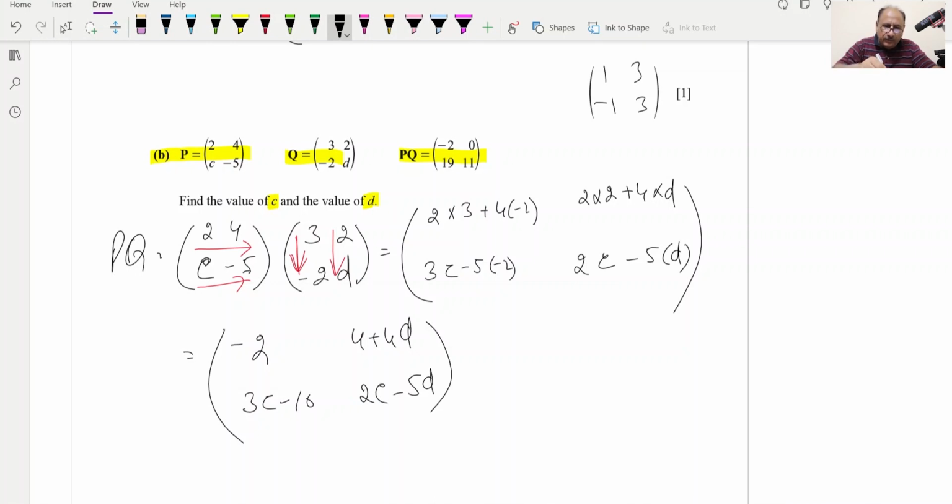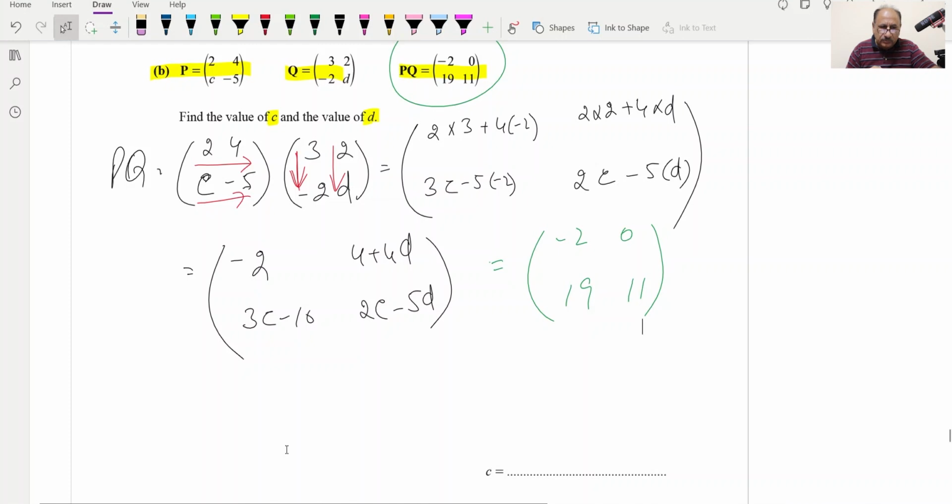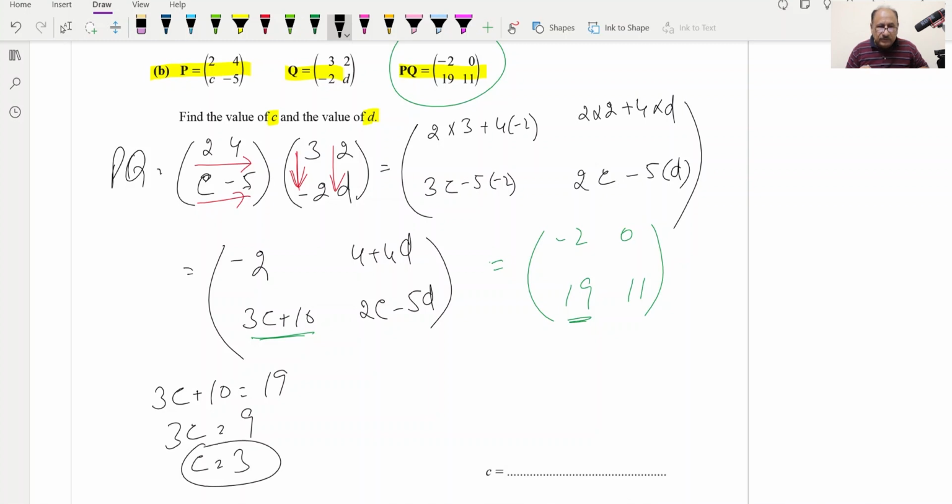And now we can compare it with the given PQ value, which is equal to minus 2, 19, 0 and 11. If we compare the equations, basically 3C minus 10 we can compare with the 19, so we can write 3C minus 10 is equal to 19. Over here we made a mistake, minus 5 into minus 2 should be 10, so this will be plus 10, and this will be equal to 19 minus 10 will be 9, so C is equal to 3.